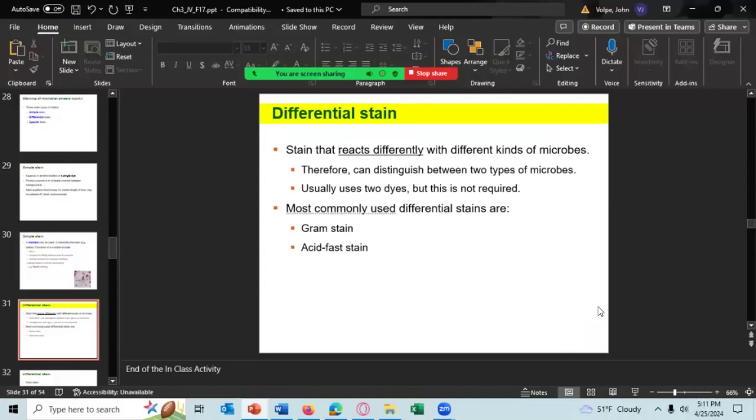The differential stain reacts differently with different kinds of microbes. So if you have different species and you use a differential stain, the stain can stain differently, and then you can distinguish the two cells by their differences. Usually they have a different color. Usually two dyes are used in a differential stain, but that is not required. The most commonly used differential stains in microbiology are the Gram stain and the acid-fast stain. Any questions about any of that?